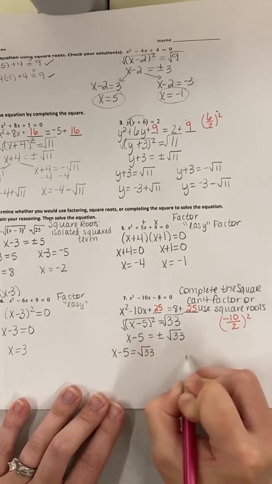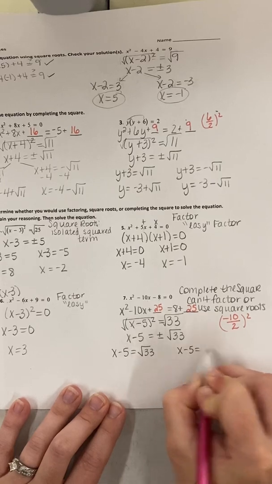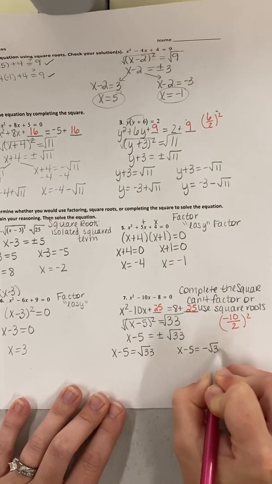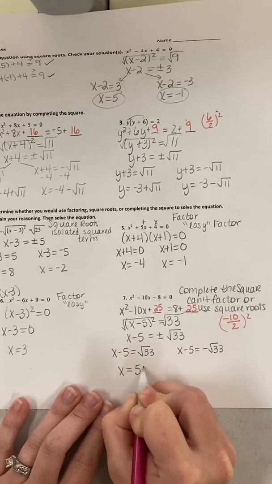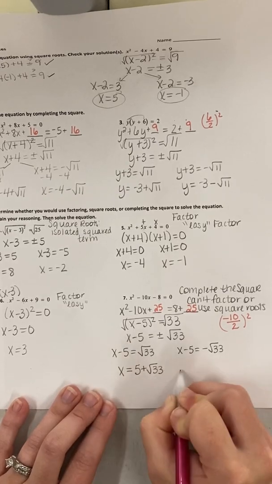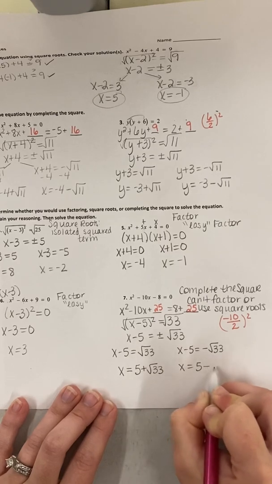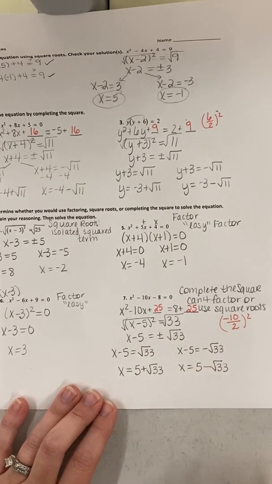You guys are pretty good with picking out when you can do that and when you can't, so keep up the good work on that. Add 5 to both sides and you get 5 plus square root 33 and 5 minus square root 33. Okay.